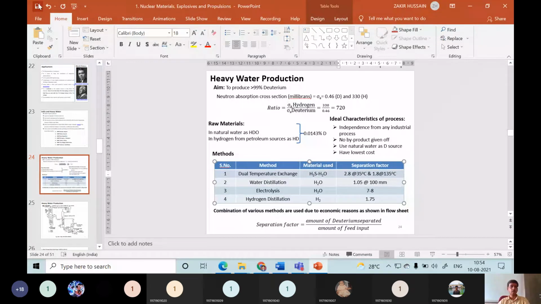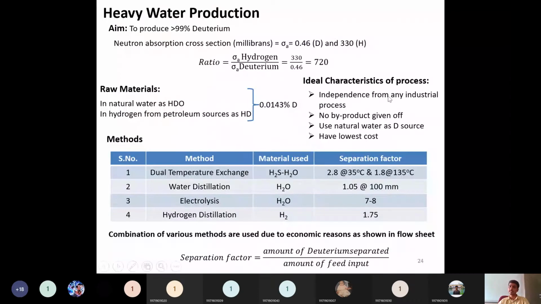Okay, 2.2 at 35 degrees centigrade and 1.8 at 135 degrees centigrade. Low temperature and high temperature. Because of this process only, we call it a dual temperature exchange process, in which the materials used are hydrogen sulfide and normal water.